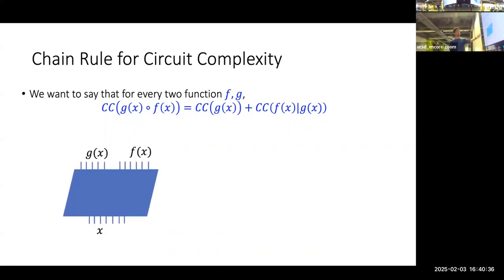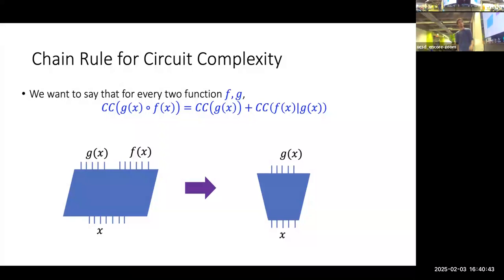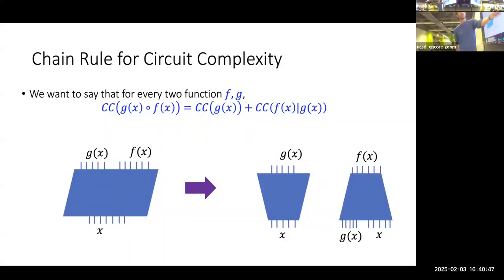In other words, if I have a circuit that computes both g of x and f of x, I can break this circuit into two parts. One part that computes g of x, and the second part, given g of x and x, computes f of x.